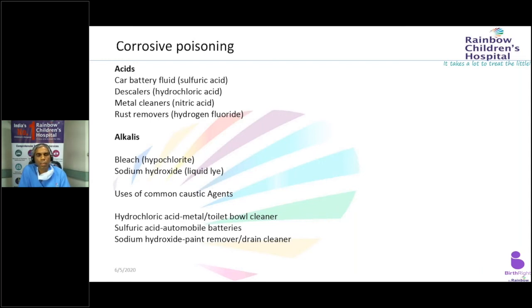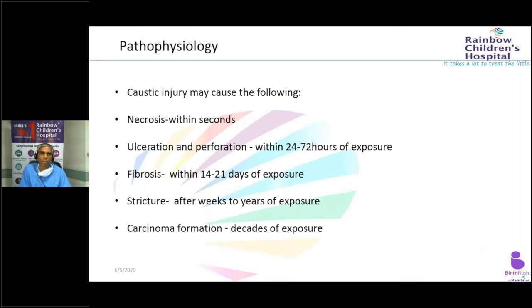The common corrosives which we see in our household utilization are toilet bowl cleaners and drain cleaners and paint remover. These are reasonably common in our day-to-day practice. The pathophysiology is whenever they consume the corrosives, it immediately causes the necrosis within seconds, then followed by ulceration and perforation of the particular area within 24 to 72 hours. Usually the fibrosis takes about 14 to 21 days. A stricture might develop within a week till 4 to 5 weeks.